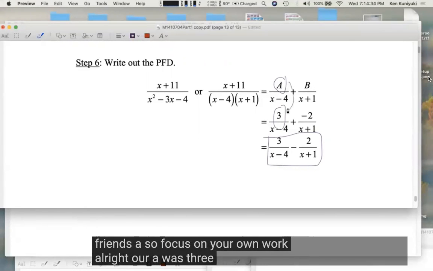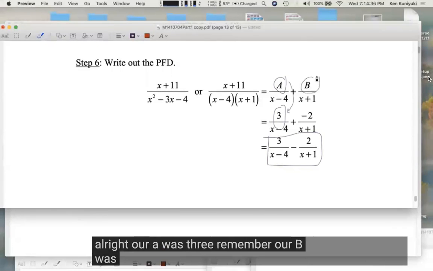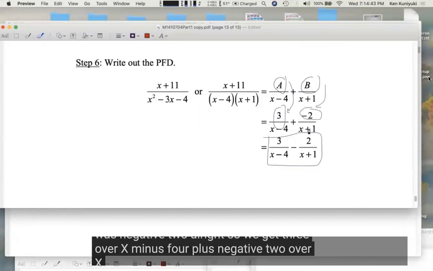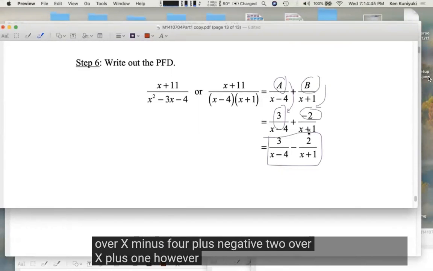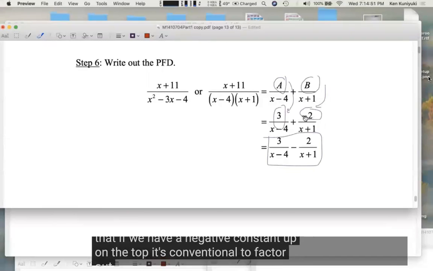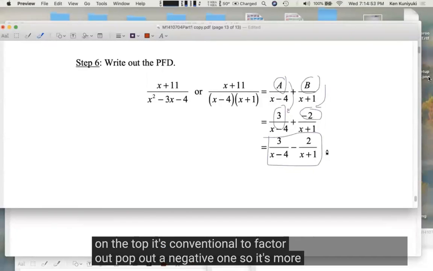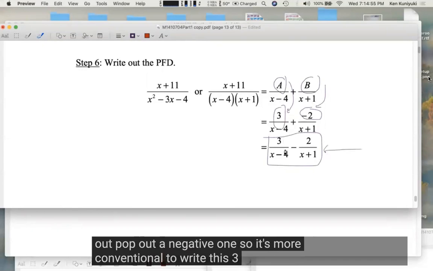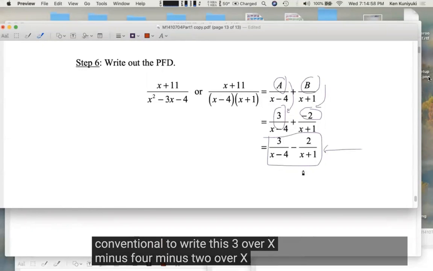Our a was 3, remember? Our b was -2, right? So we get 3 over x minus 4 plus -2 over x plus 1. However, it is conventional that if we have a negative constant up on the top, to pop out a -1. So it's more conventional to write this: 3 over x minus 4 minus 2 over x plus 1.